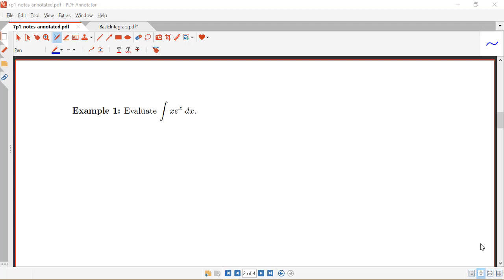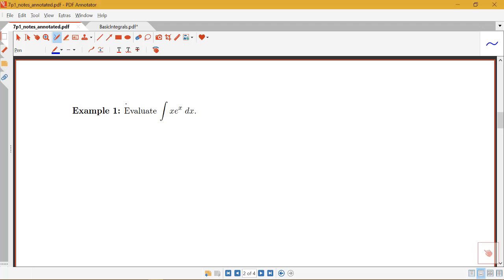In this video, we're going to look at several examples where we use integration by parts. So remember that our integration by parts formula is that the integral of u dv equals uv minus the integral of v du. And we're going to have to do some work given an integral to identify what we want to be u and what we want to be dv.